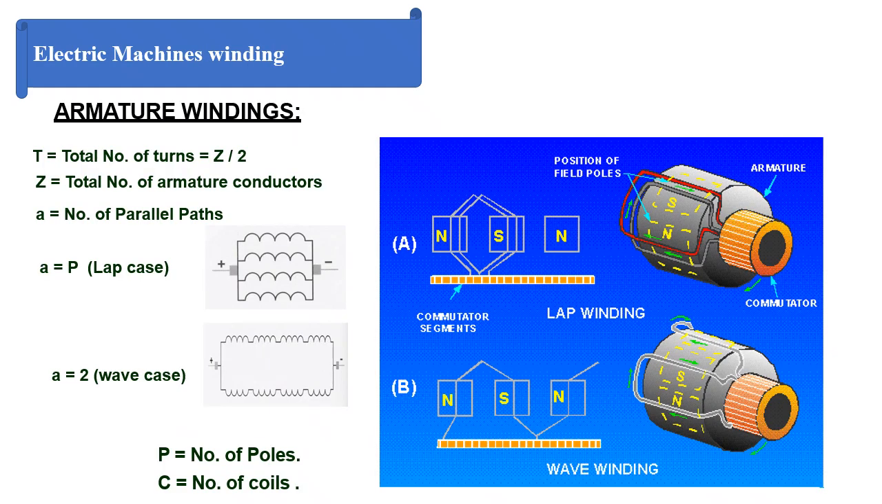For the armature winding, the number of turns is equal to the number of conductors divided by 2. Z is the total number of armature conductors, and A is the number of parallel paths. We have A equals the number of poles for lap winding, and A equals 2 for wave winding, where P is the number of poles and C is the number of coils.